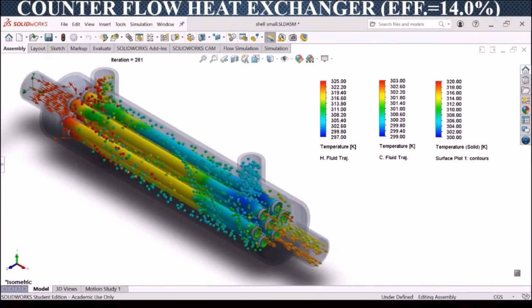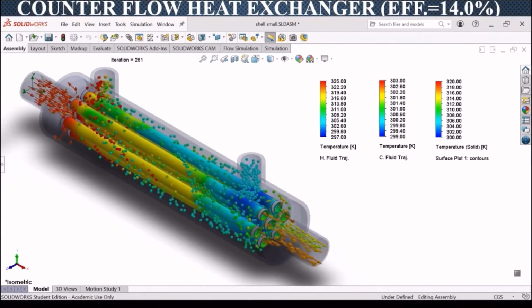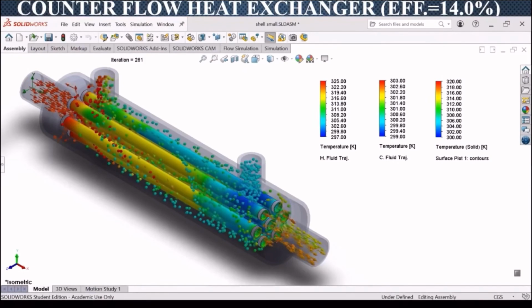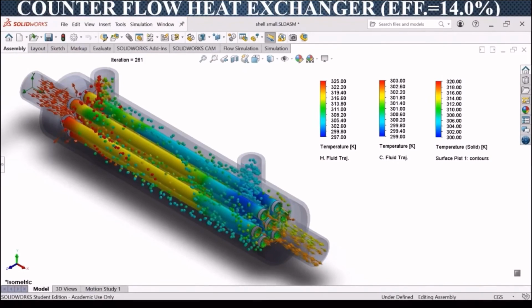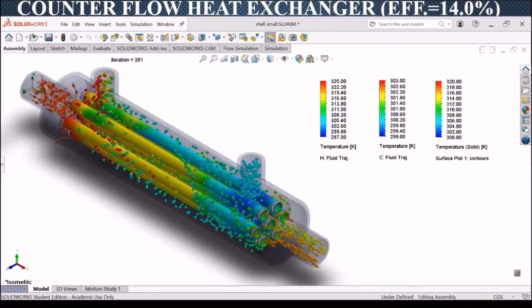In this animation, the temperature distribution of the wall of the tube bundle is also shown. The efficiency of this counterflow exchanger is 14%.